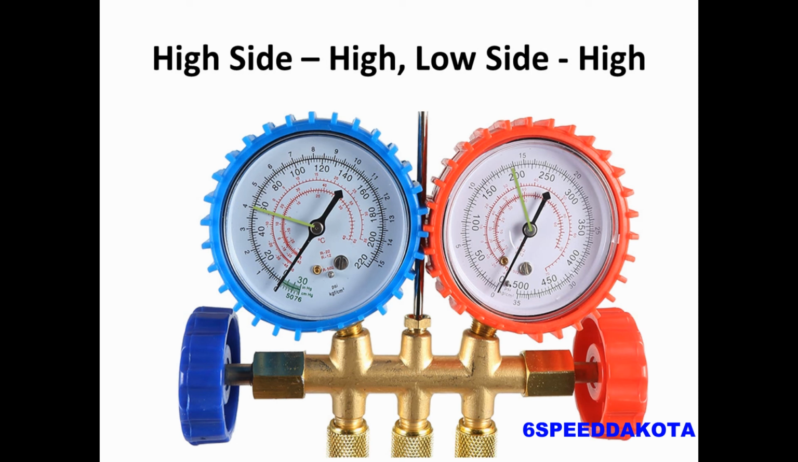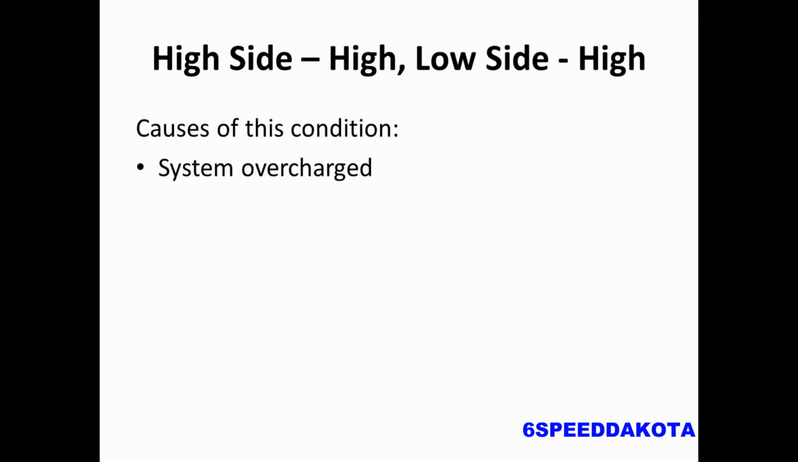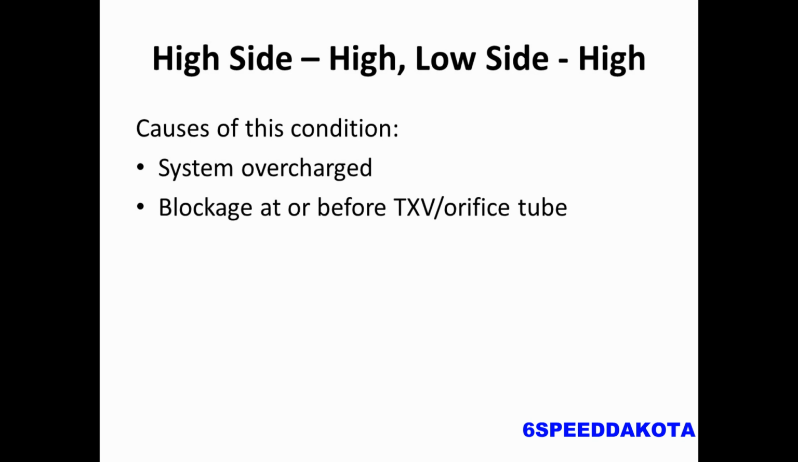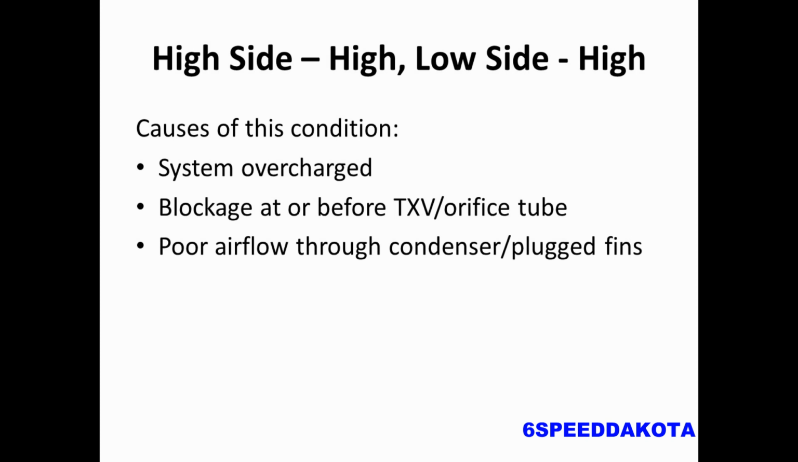So if our high side is high and our low side is high, then the likely cause is that the system is overcharged. Somebody's added a can of refrigerant willy-nilly and didn't realize they put too much in. We could also have a blockage at or before the TXV or orifice tube, or we could have poor airflow through the condenser, like plugged fins, so we can't transfer the heat out of the high side. Another cause of this is moisture or air in the system.